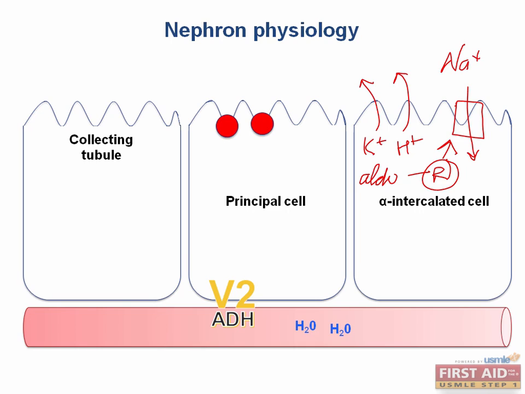Now, only about 5% of the sodium is actually reabsorbed here. So, diuretics that act at the collecting tubule do not have a very strong diuretic effect.